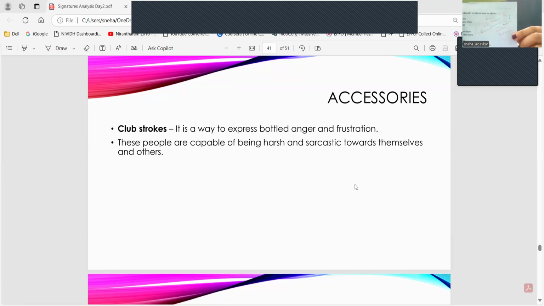Are you able to see this? Tick marks. See, the point where I started has a darker part, whereas when it ends, the ink is fading, right? So the place where the ink is fading, that is a club stroke. It's just like going off, right? These kind of people are way too sarcastic and very rude to other people.